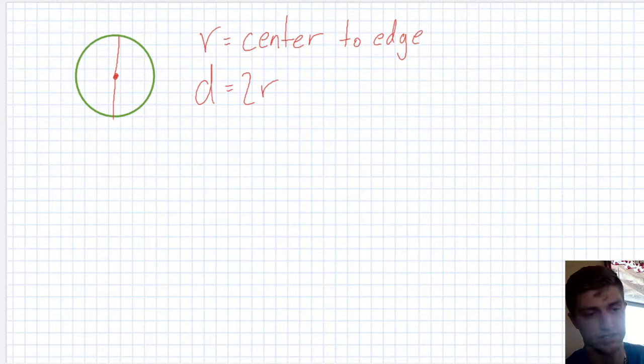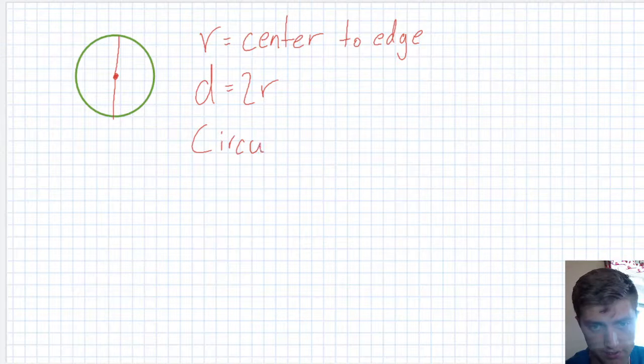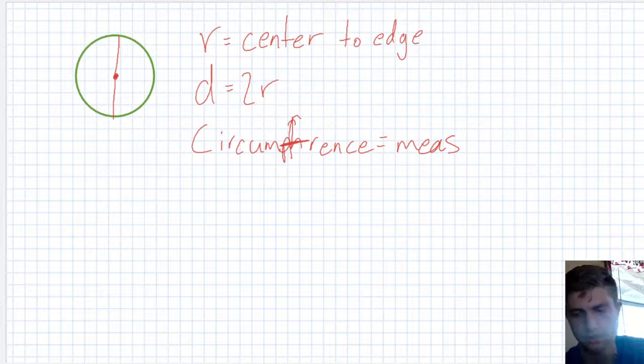We have the outside of a circle, this part, that's called the circumference, which is the measure of the outside of the circle itself. Circumference, is that, I think it's an F, PH? I think it's a PH. No, it's an F. Circumference, which is the measure of the outside of the circle.